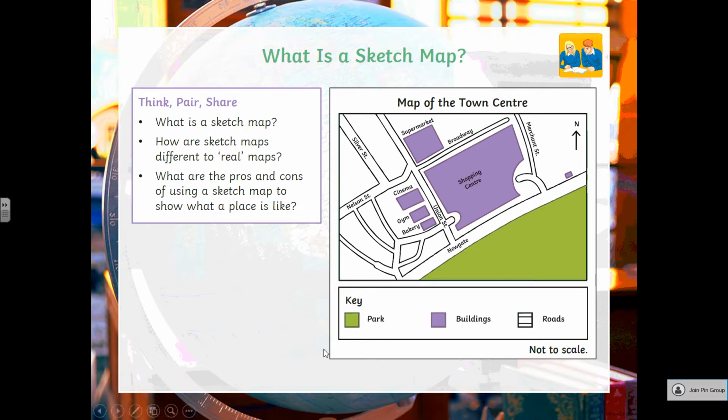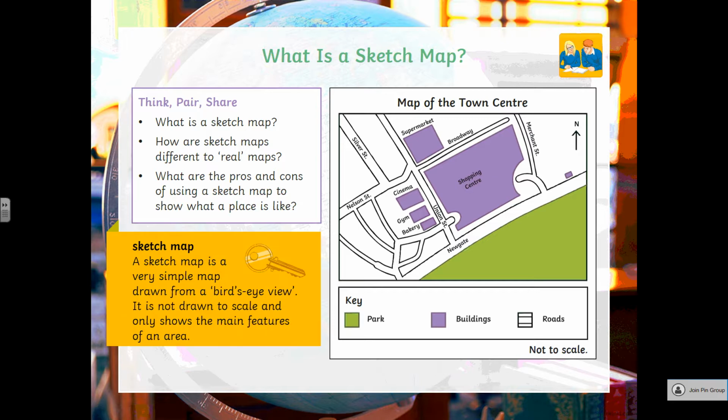As you can see on our one on the screen here, we've got the park, which is green. We've got buildings, which are purple. And we've got roads, which are the black and white lines going all around. We also have a title. It says Map of the Town Centre. And we've got this thing over here. It's got an N for north and a big arrow to show us which way north is. Okay. Now it's really important that when we draw a map, we do it from a bird's eye view. So you imagine you're a bird looking down on the map, looking down on the ground.